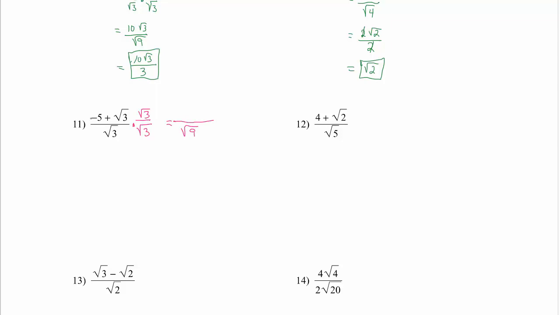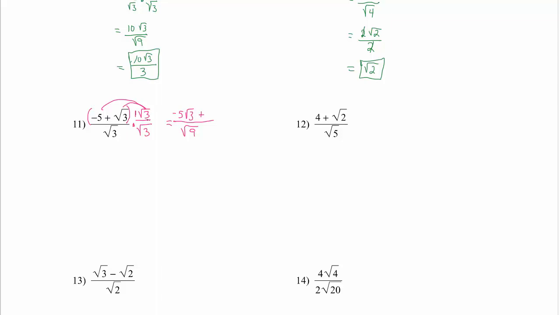Do you notice we have 1 plus 2 terms? We have to treat this like a binomial, in which case we have to distribute. Like you learned last week, we're going to multiply the square root of 3 times negative 5, which would give us negative 5 square roots of 3. Outside with outside, and remember there's a 1 in front. Inside, well, there's no inside here, times inside here. That's why it's negative 5 square roots of 3.